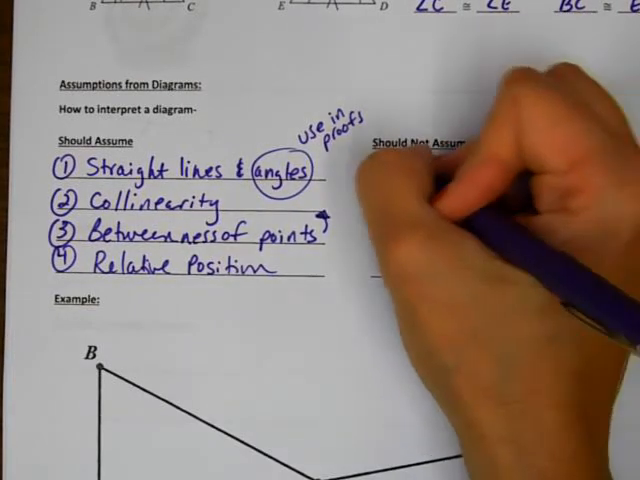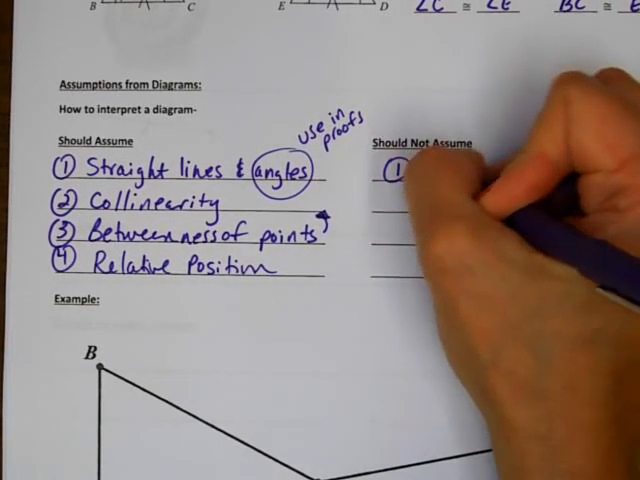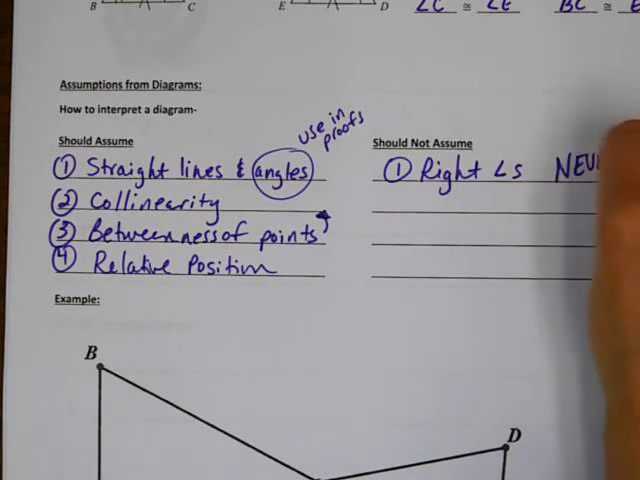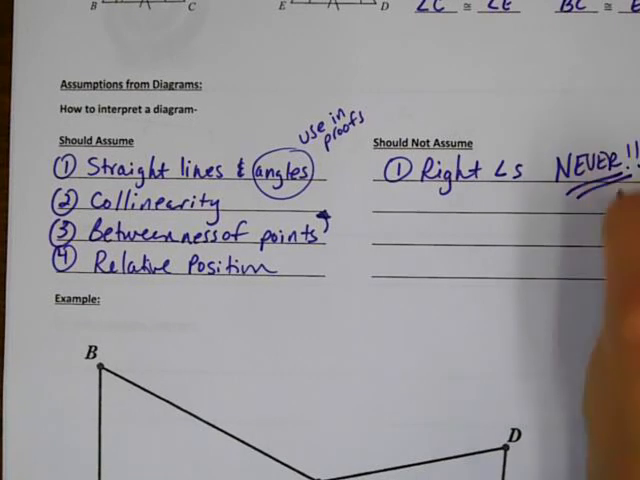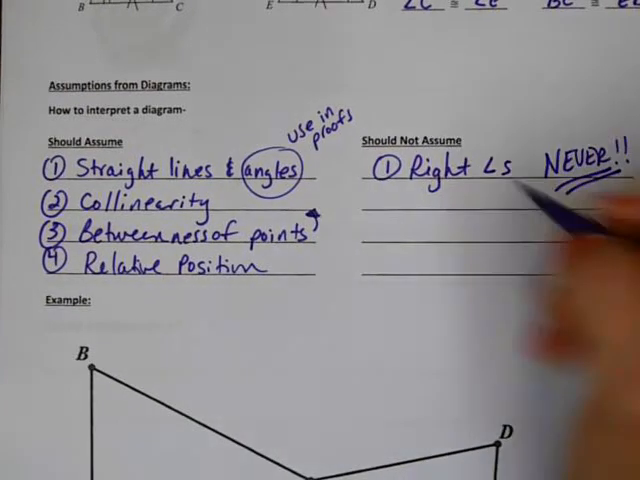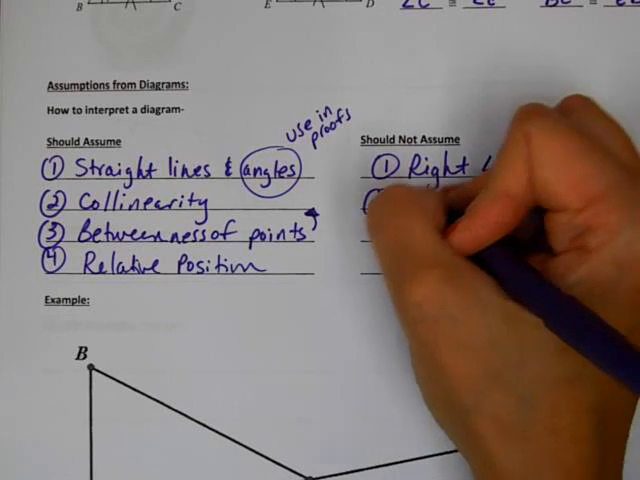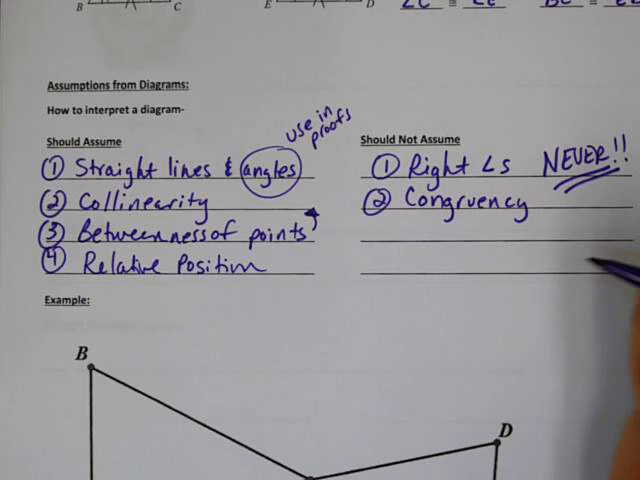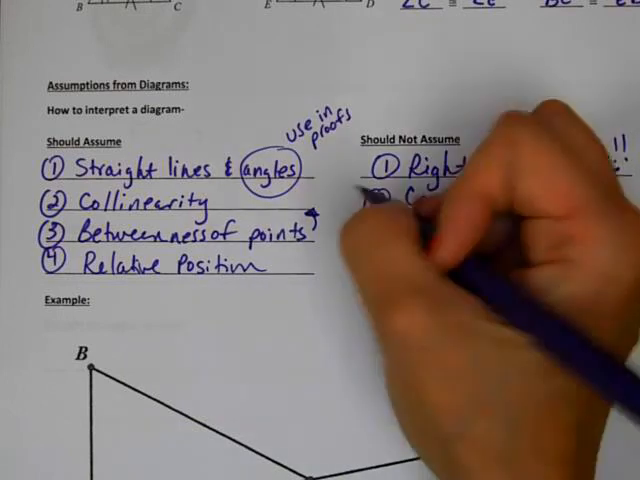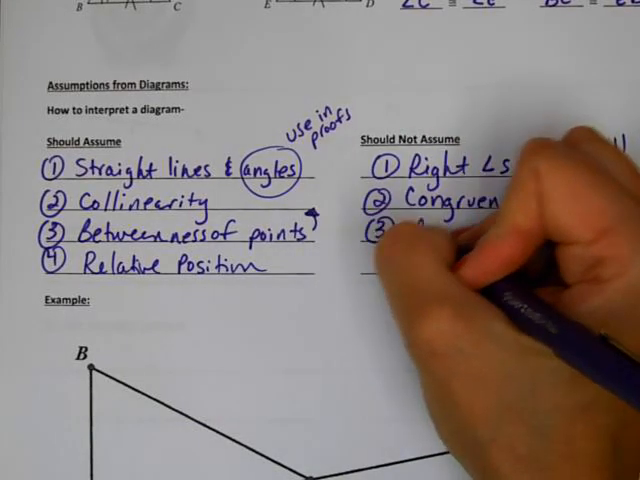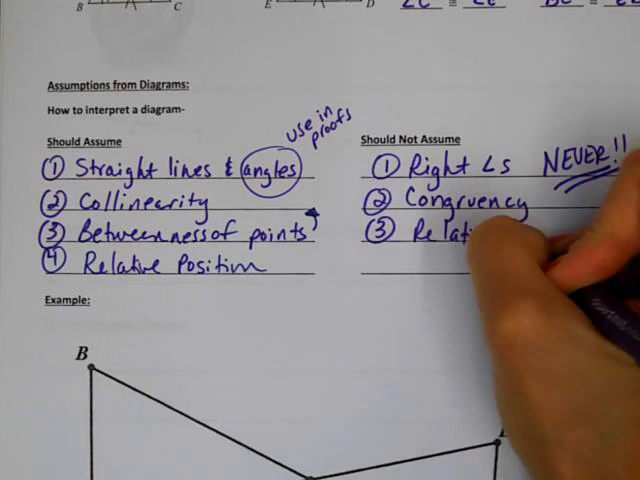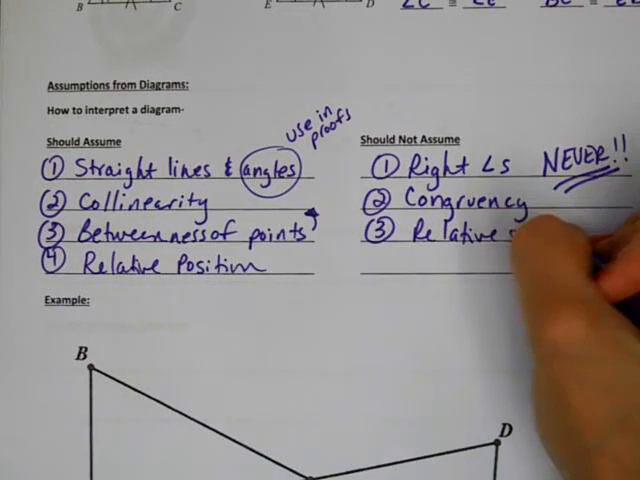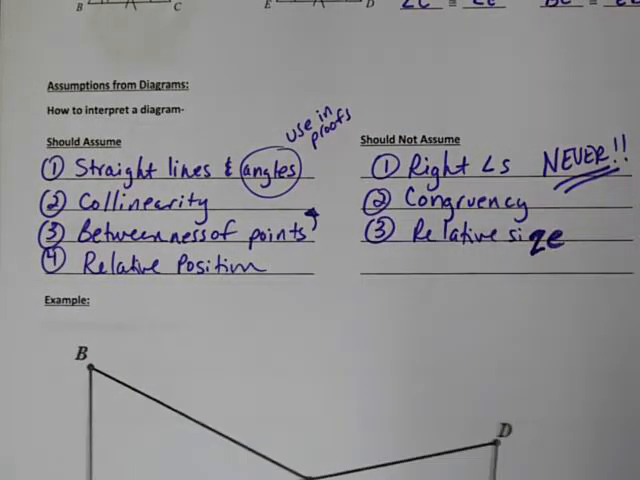What you cannot assume is right angles. Never. This gets people into lots of trouble. Never, ever, ever assume a right angle. You cannot assume congruency unless you are told or can prove something is congruent. You can't assume it's congruent even if it looks that way. And you cannot assume relative size. Just because something looks bigger than something else, you can't assume that it is. This is size. Sorry. I don't know if you can read that.